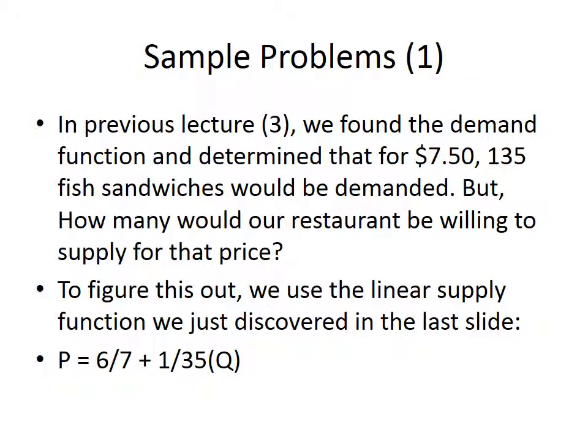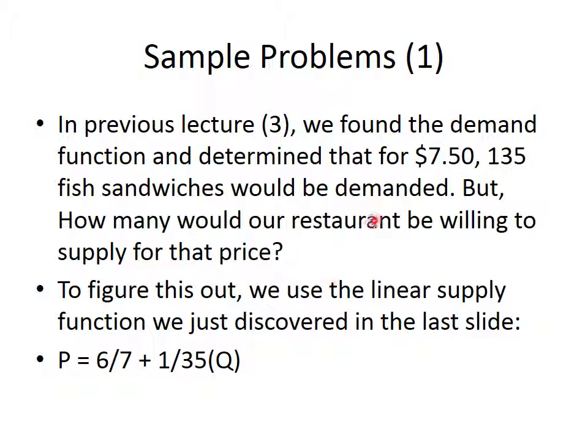Let's look at a sample problem. And you know what we'll do? We'll borrow from the previous lecture. Okay, if you remember from lecture 3, where we figured out the demand function and all that good stuff, the question that I asked you in the problem was, all right, well, how much is going to be demanded if we set price equal to $7.50? Well, let's reverse that now. Let's say, how much will the restaurant, how much will the producer be willing to supply for $7.50?